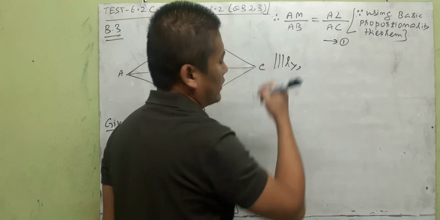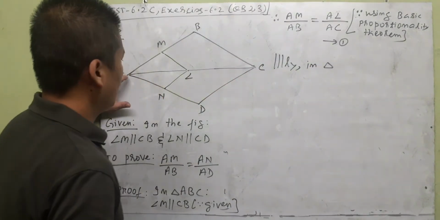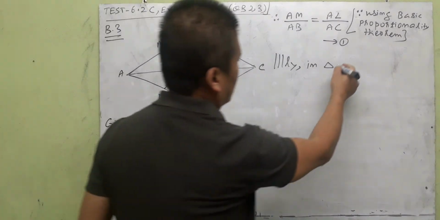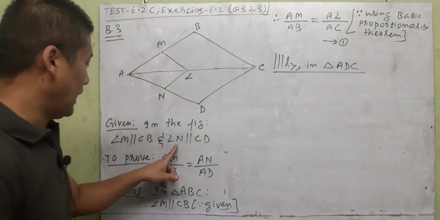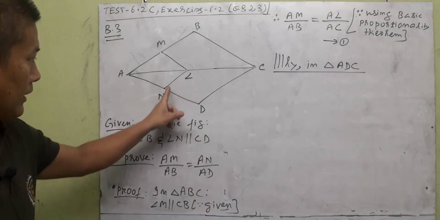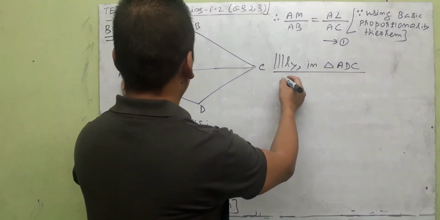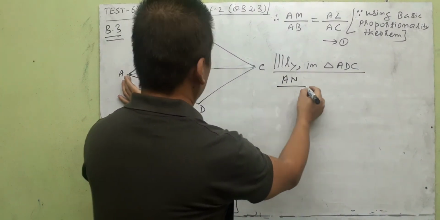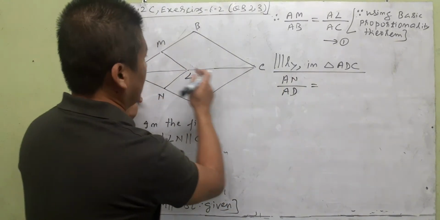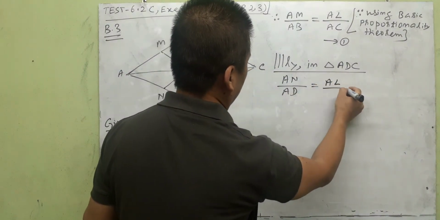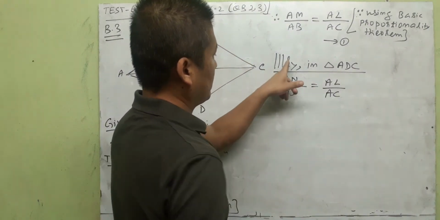Similarly, in the same way, in triangle ADC, the lower one, since we know here LN parallel to CD, here also this line parallel to CD, so we can apply the same one. AN by this full line AD will be equal to AL by full line AC. No need to give reason because we put similarly.